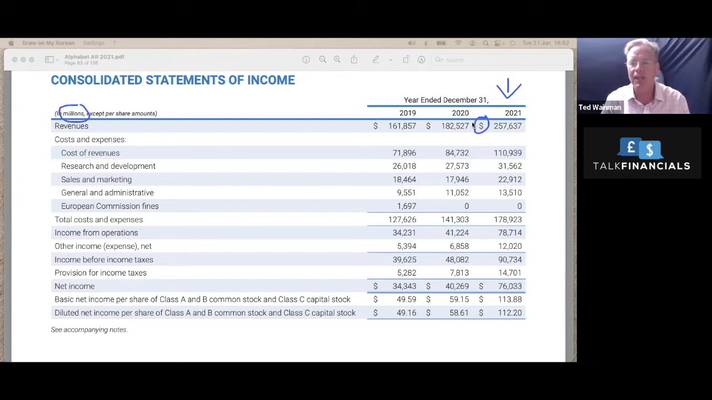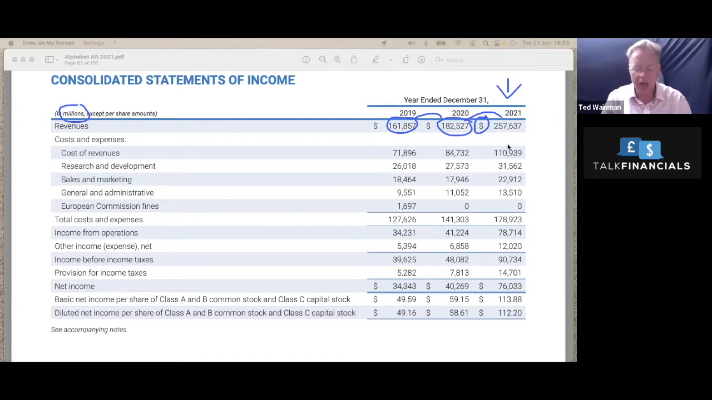And as Moeed said, a significant increase on 2020. So this is about a 41% increase. And as Google or Alphabet are saying, we did increase by 41%, but don't expect that to continue 40% every year forever.